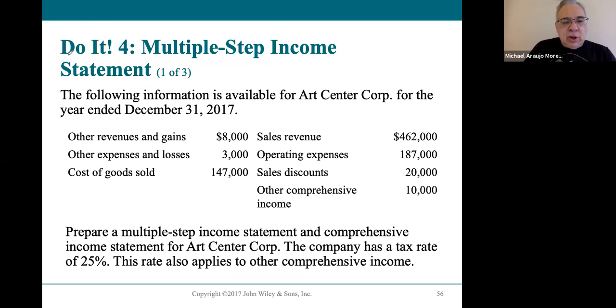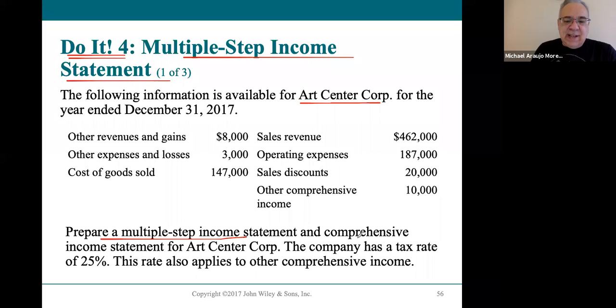Okay. So your do it exercise for number 4 is all about, surprisingly, the multi-step income statement. Yay. Okay, so there it is. Sorry to say you are going to be doing an income statement here, but it's just more or less for show and tell. And a lot of it is done for you. So here you have the Art Center Corporation. Clearly, they want you to prepare the multi-step income statement.